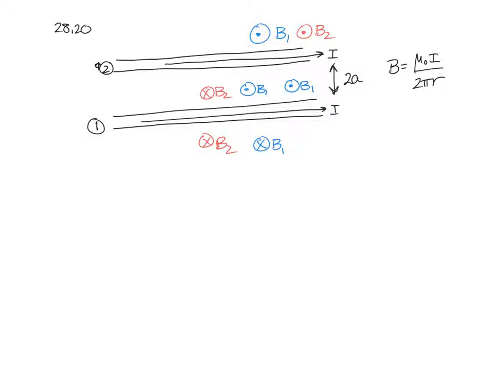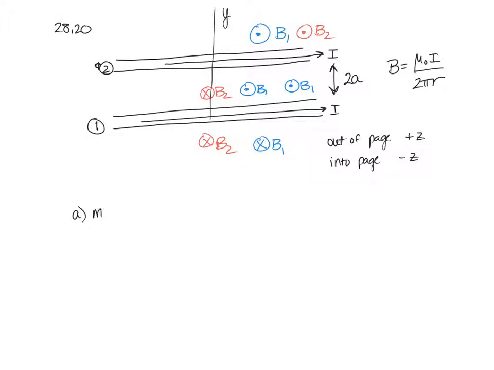Now I'm going to use this picture to help me figure out if I should be adding or subtracting the magnetic fields. Another thing that is helpful: they tell us this is the y direction. That means out of the page is going to be the positive z direction, and into the page is going to be the negative z direction. I need to keep that in mind.